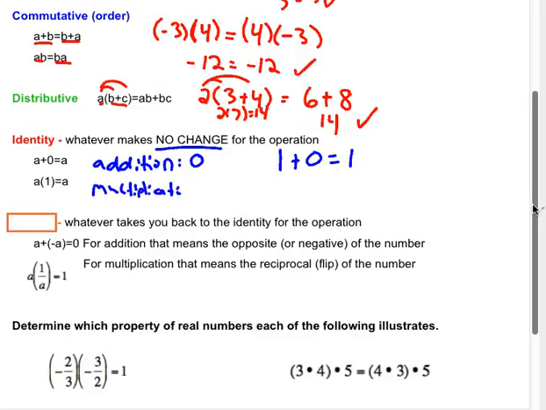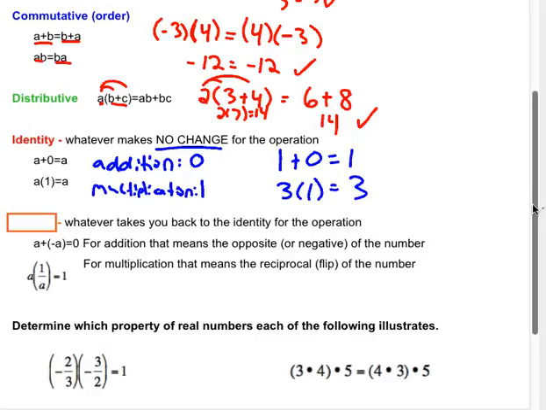For multiplication, the identity is 1. If I multiply something by 1, it doesn't change. So there's two different identities. Addition is 0, and multiplication is 1, okay?